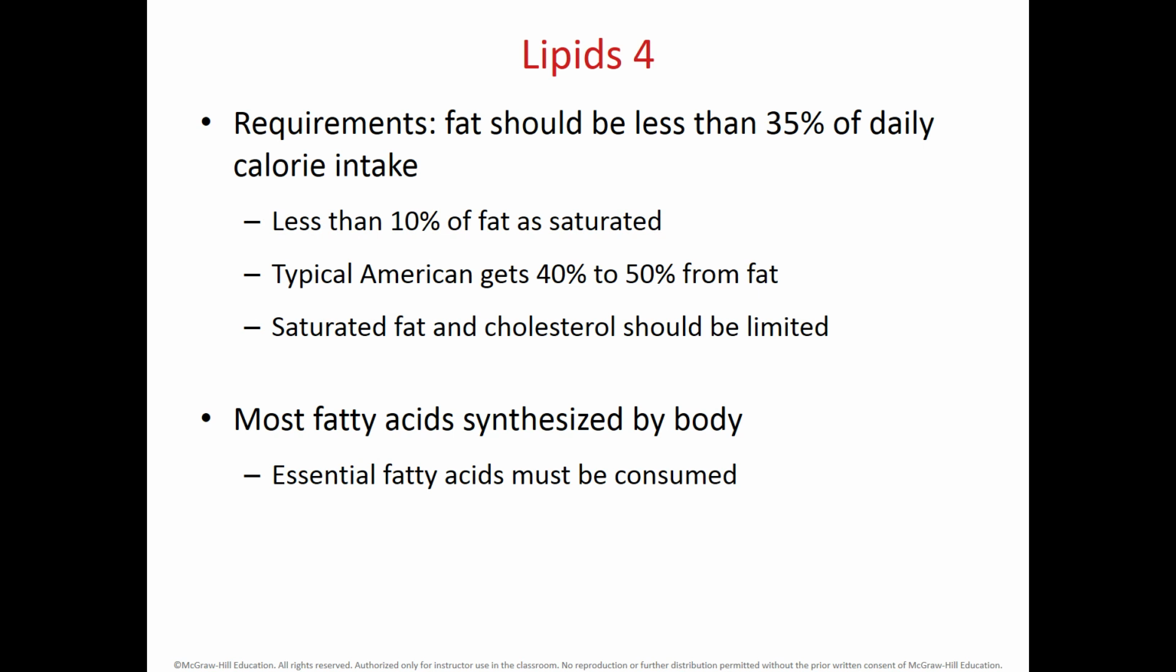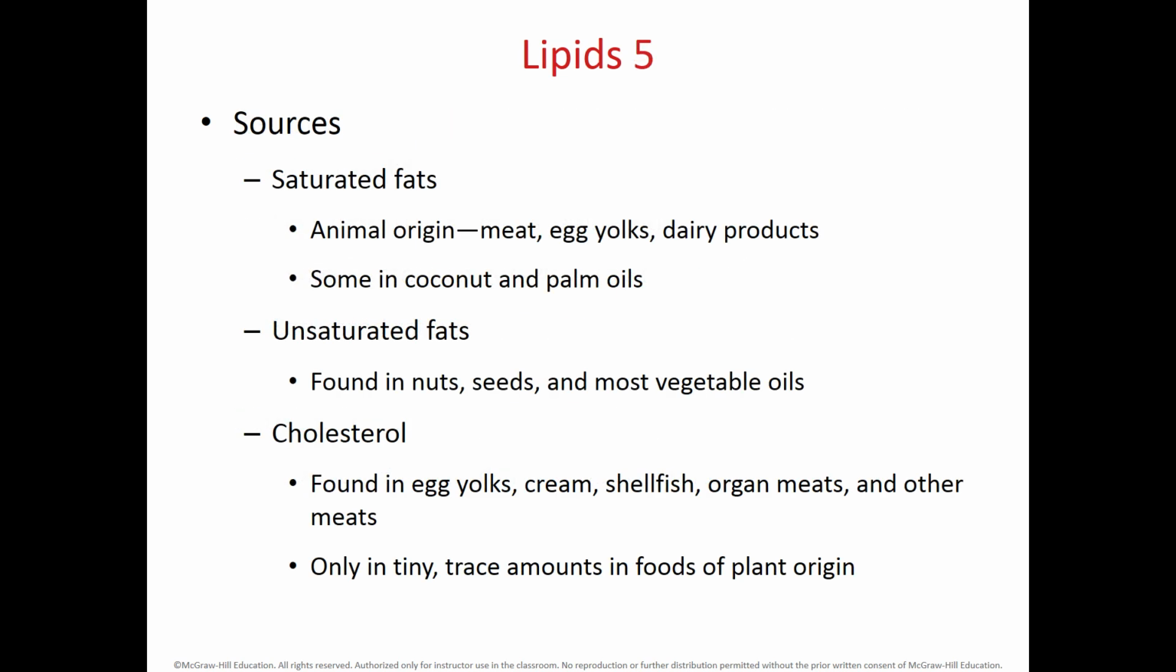Requirements for fat will be 35% of calorie intake. Less than 10% of fat should be saturated fats. And we have a typical diet that has 40 to 50% fats. And out of these fats, we have these essential fatty acids that need to be consumed. Sources of fat would be meat, egg yolks, dairy products, coconut, palm oil, nuts, seeds, etc.